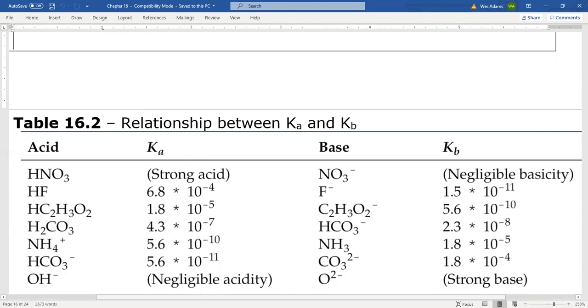So the stronger the acid, the weaker the conjugate base. By the time we get down to hydroxide, it's not really an acid at all, right? If you force it to lose one, the conjugate base would be oxide, but oxide is a strong base. Any base stronger than hydroxide, where hydroxide would be its conjugate acid, is a very strong base and will react with water in such a way as to form hydroxide.